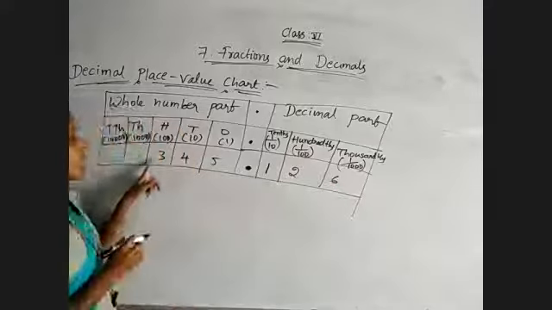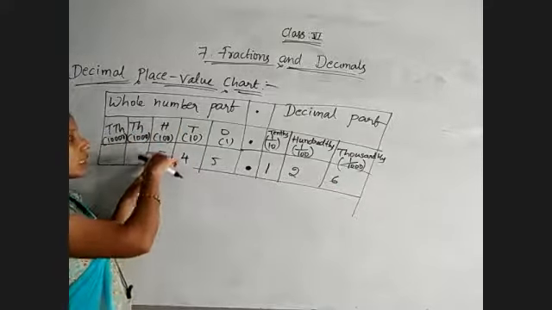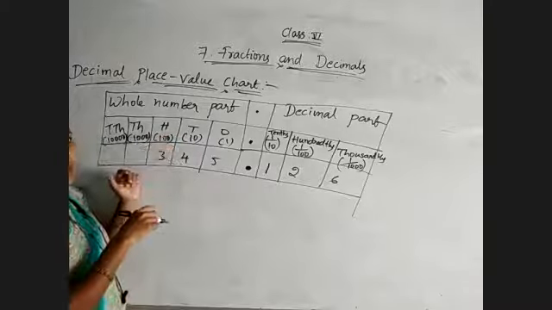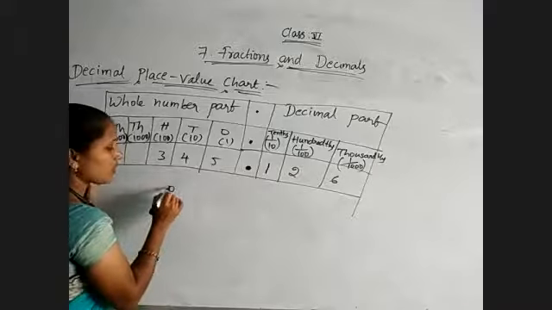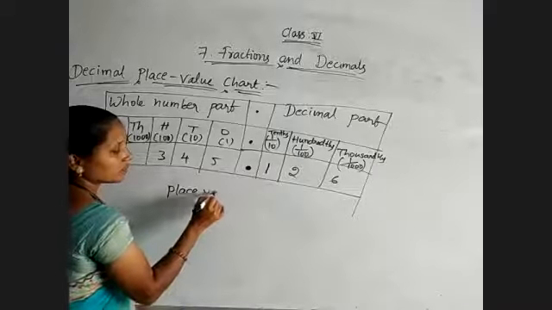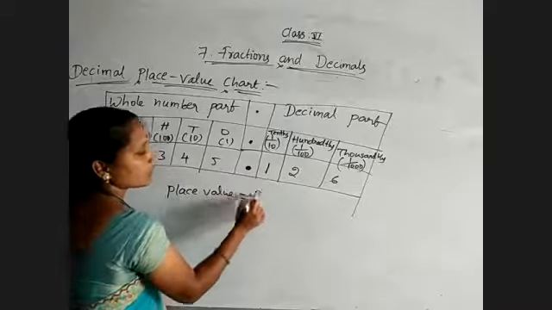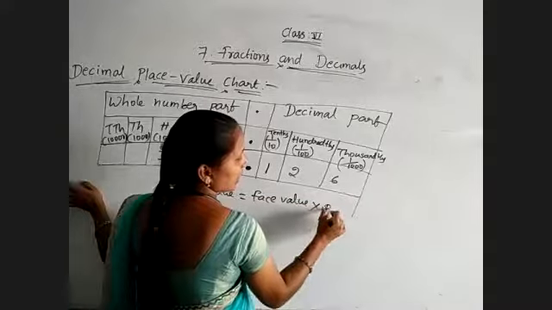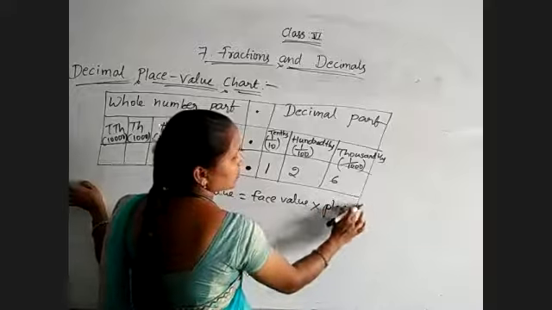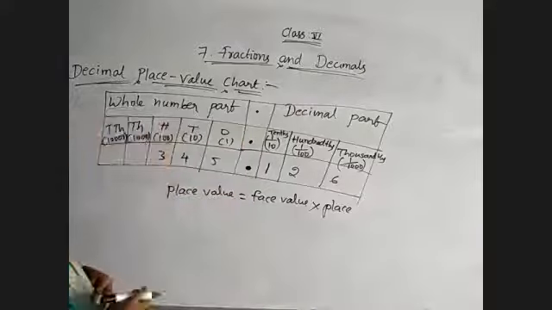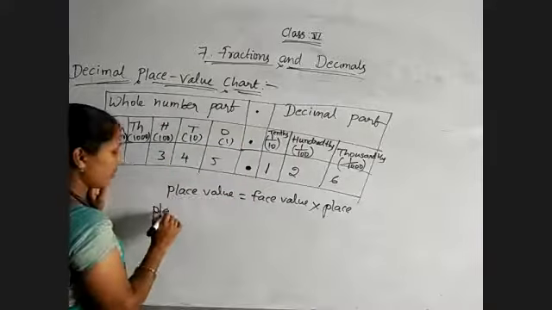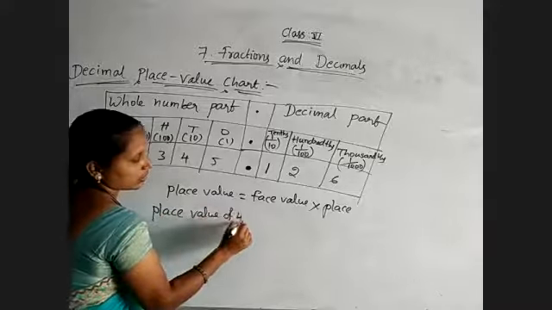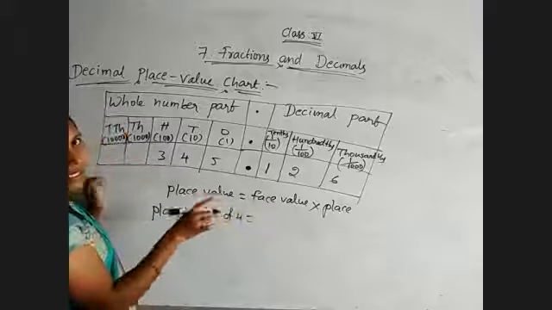Now the place value of 3 in this number: 3 is at hundreds place, so place value will become 3 into 100, 300. Already I told you place value is nothing but the face value of the digit and its place in the number place value system. Yes or no? So suppose the place value of 4 I want. Face value of any number is that number itself.